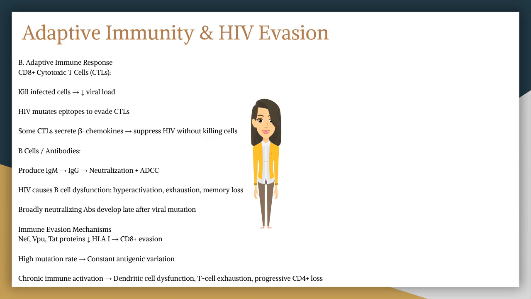Adaptive immunity and HIV evasion. The adaptive immune response involves CD8 cytotoxic T cells, which kill infected cells and reduce viral load. B cells and antibodies produce IgM, which then turns into IgG. That leads to neutralization plus ADCC.